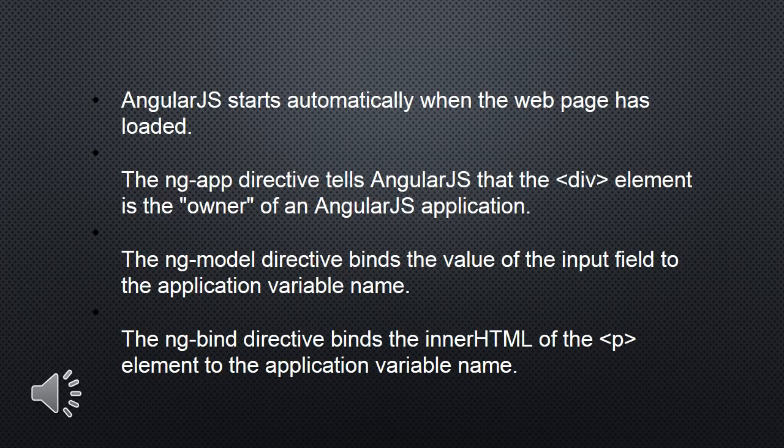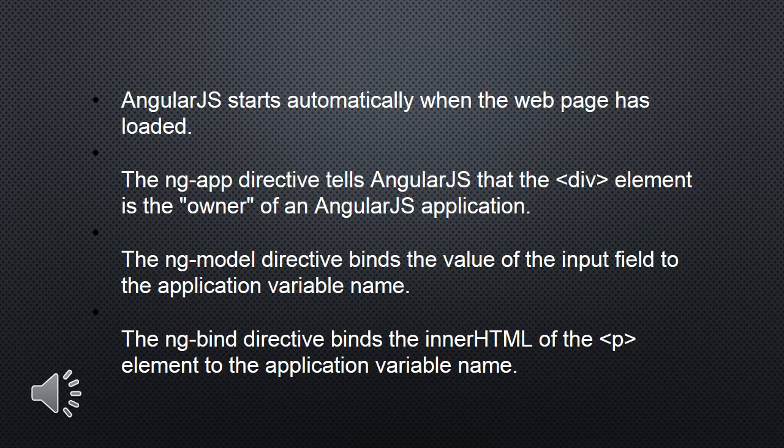of an AngularJS application. An AngularJS application consists of the following three important parts: ng-app - this directive defines and links an AngularJS application to HTML. ng-model - this directive binds the values of AngularJS application data to HTML input controls. ng-bind - this directive binds the AngularJS application data to HTML tags. AngularJS starts automatically when the web page has loaded.